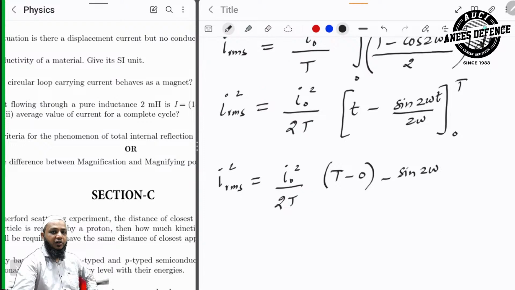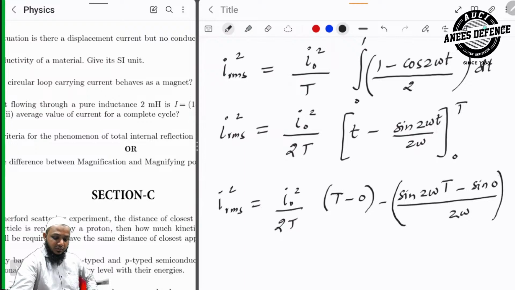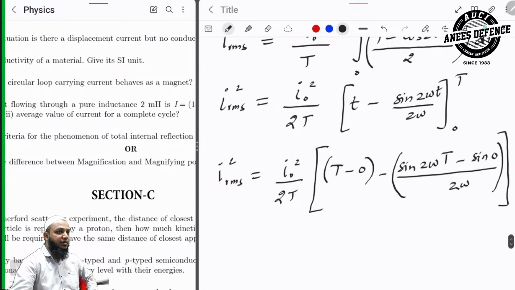It will be omega t, no? It is cos omega t. So sin 2 omega t. Okay, sin 2 omega t is there, no? So put the substitute upper limit at capital T. So I will get sin 2 omega capital T minus sin 0 upon 2 omega, and everything will be inside the bracket. Brackets are very important, just like borders are very important. Brackets are the borders of mathematics, remember.